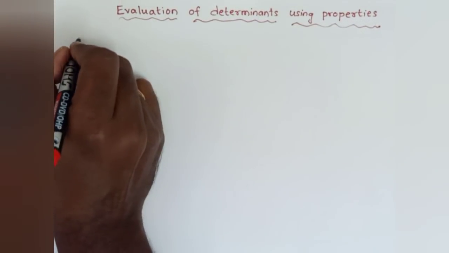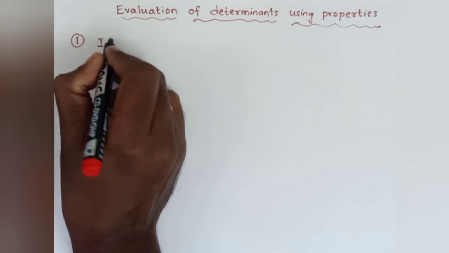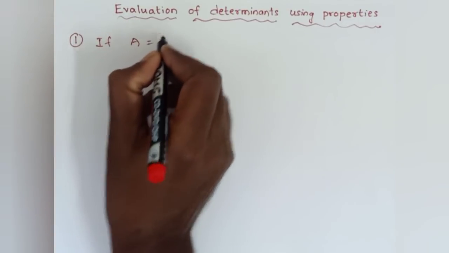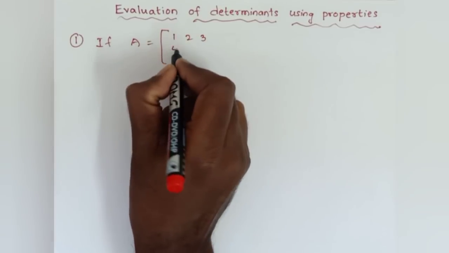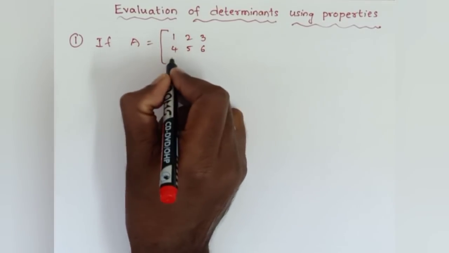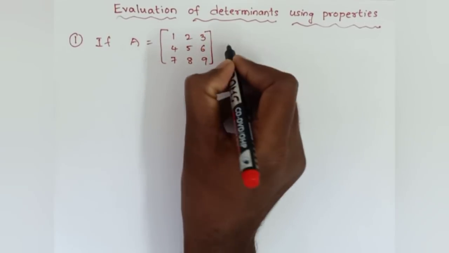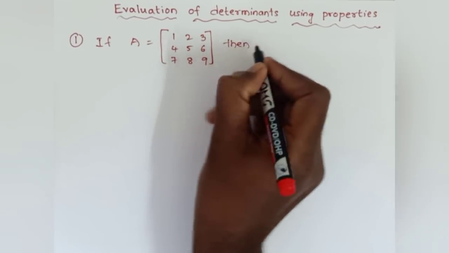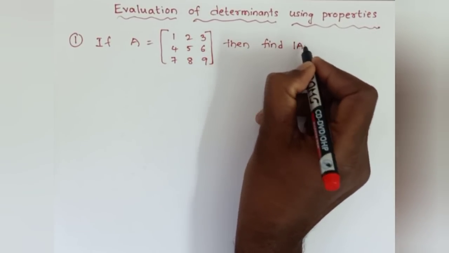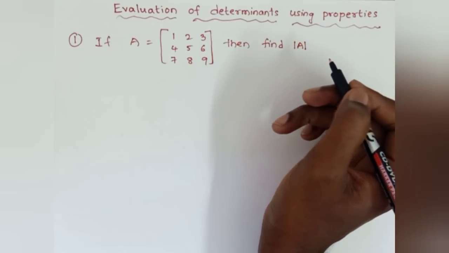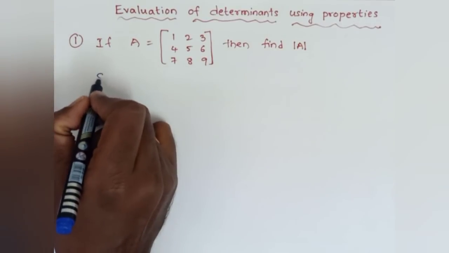Number one, if A is 1, 2, 3, 4, 5, 6, 7, 8, 9. So the 3 by 3 matrix is given. Then find det A, determinant of A. See the solution. So the 3 by 3 matrix is given.